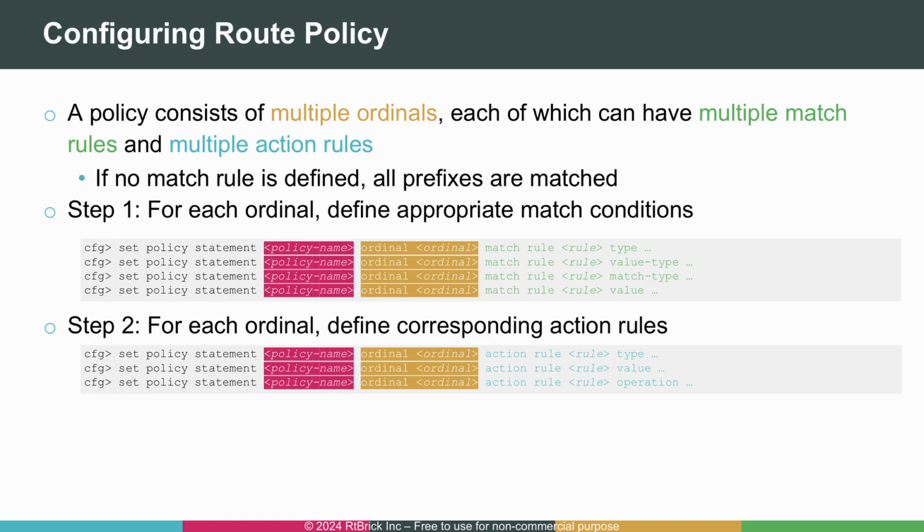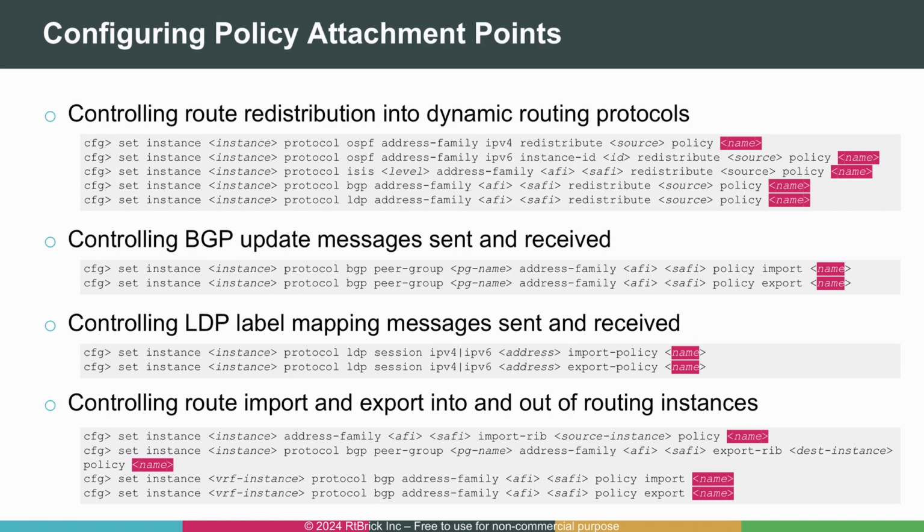There are also operations to modify route attributes. Depending on the defined operation, you may need to specify a type and a value. For instance, return permit simply accepts the route without any additional parameters, while adjusting the IGP metric requires setting the type to IGP metric and the value to the desired metric. A policy statement has no effect unless it is bound to a protocol or routing instance.